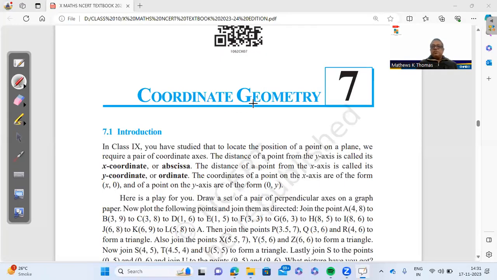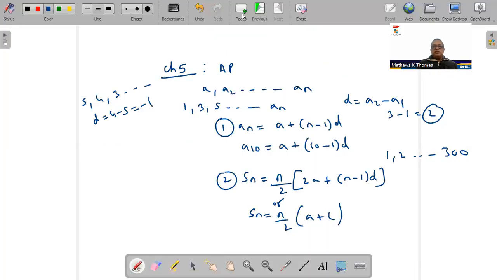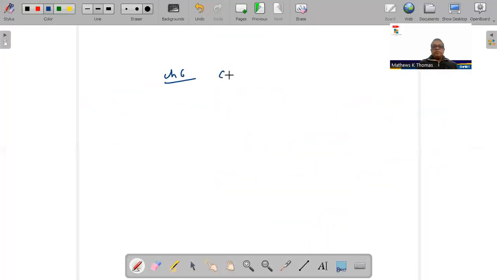Next, we come to chapter 7, coordinate geometry. Now, in coordinate geometry, the first exercise deals with the distance formula to find the distance between 2 points. So now we are doing chapter 7. 6 was triangles. Then coordinate geometry.